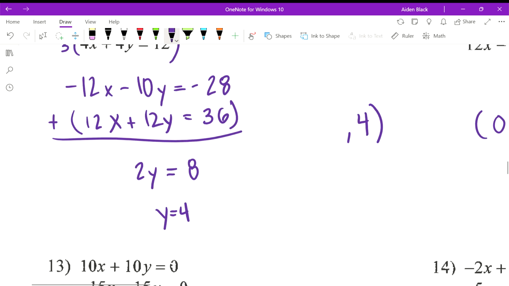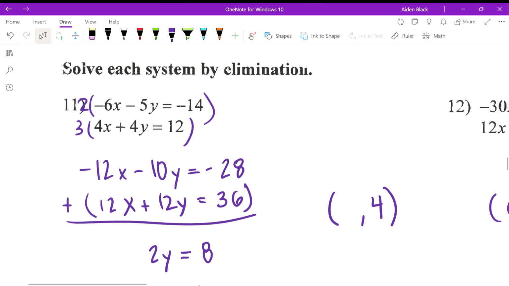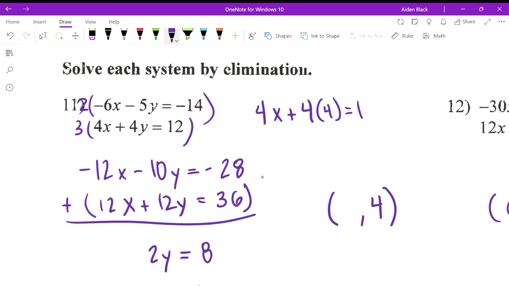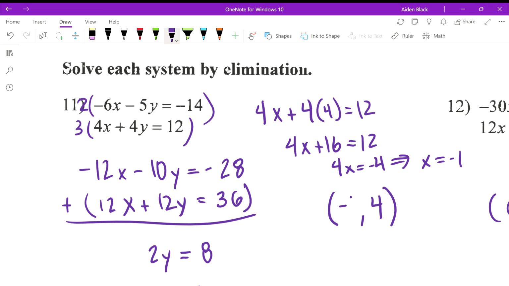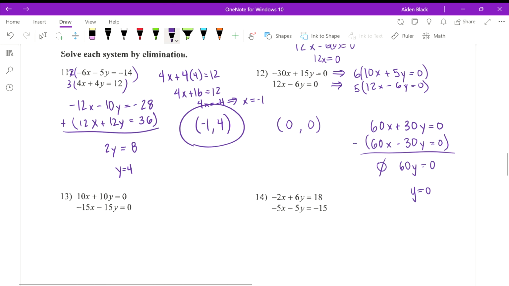And then if we need to find our x, we can just plug it into any of these equations. 4x plus 4y, which is 4, equals 12. We get 4x plus 16 equals 12. Subtract 16 from both sides, we get 4x equals negative 4. Therefore, x equals negative 1. So here's our solution there. And I'm out of time on my recording.